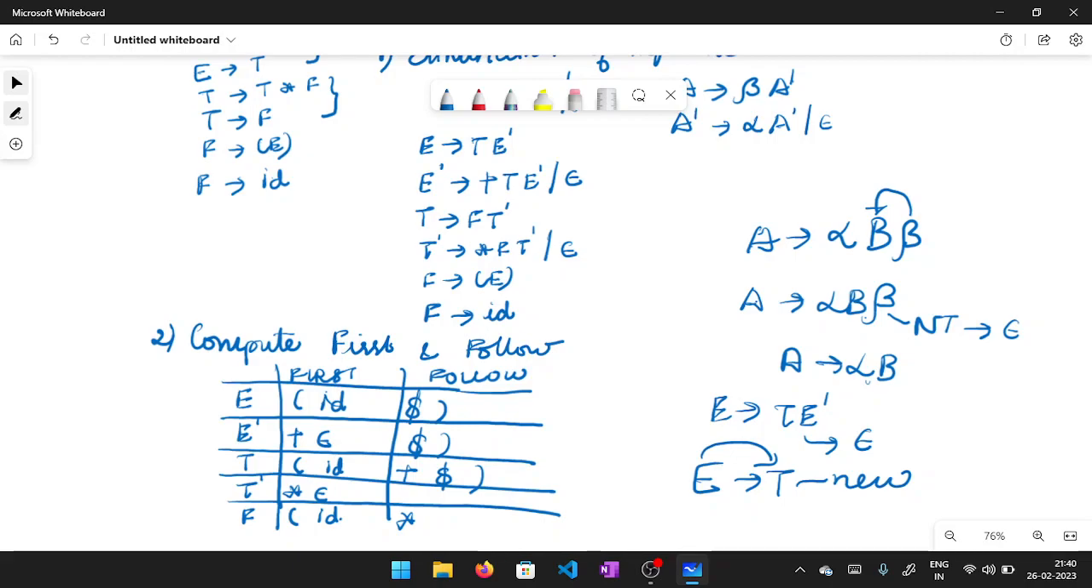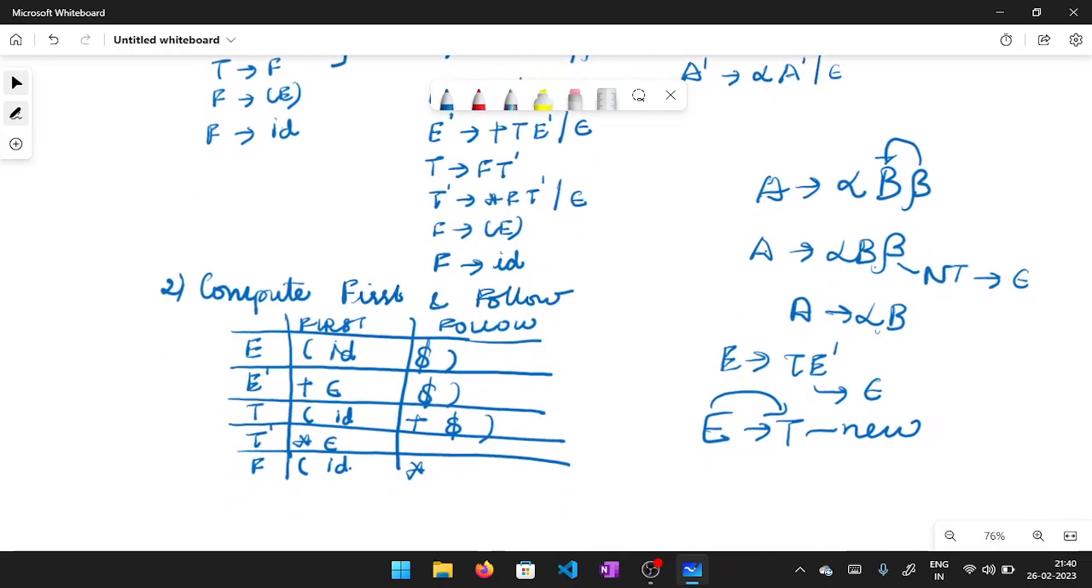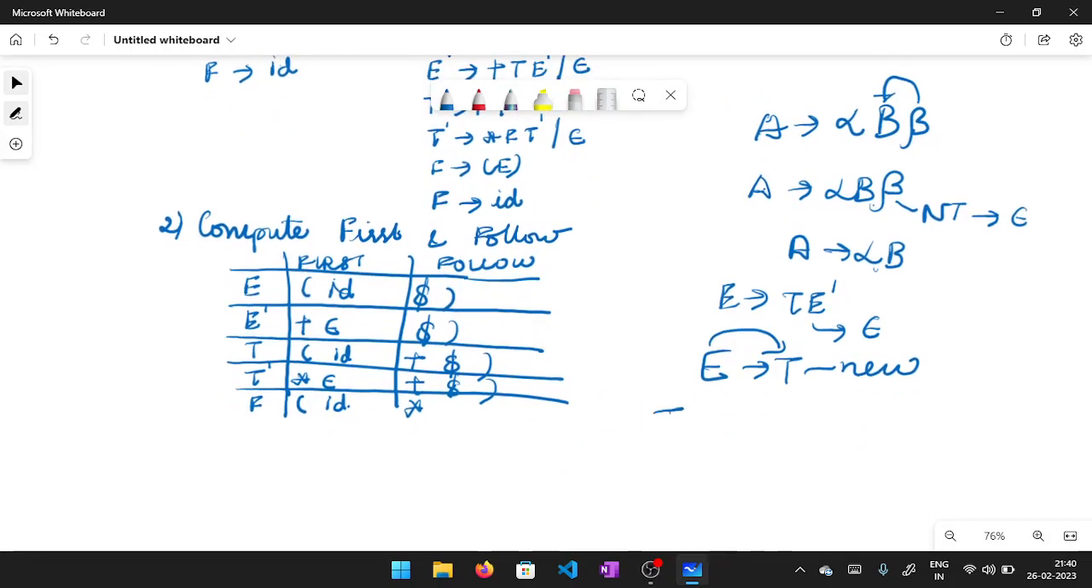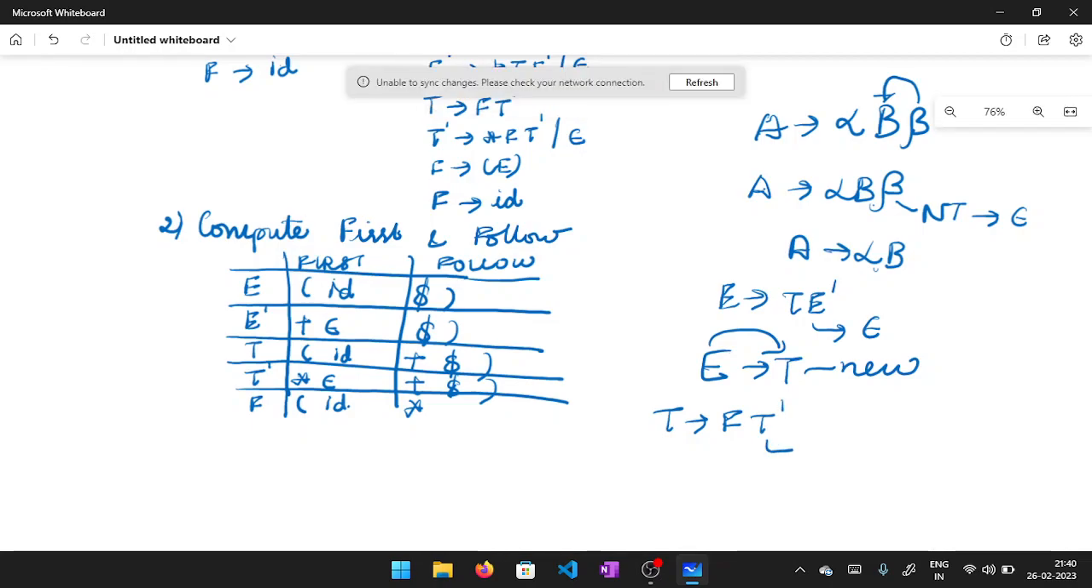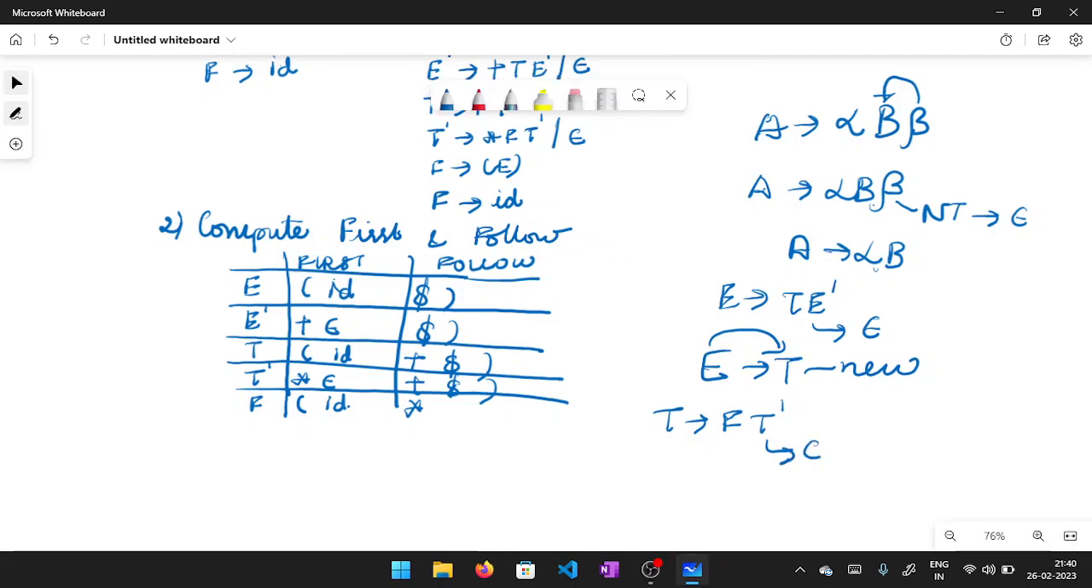Now in the third production I have T tends to F T dash. So follow of T will go to follow of T dash. So plus dollar closing will come here. Now similarly in T tends to F T dash, T dash leads to epsilon. So I get the new production T tends to F. Put follow of T in follow of F. So follow of T is what? Plus dollar closing.